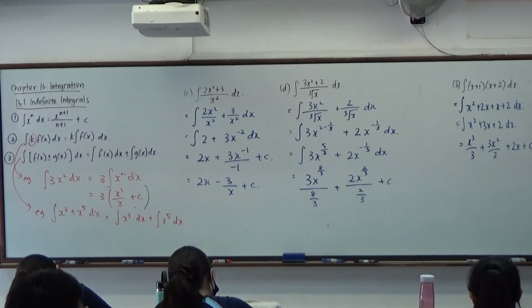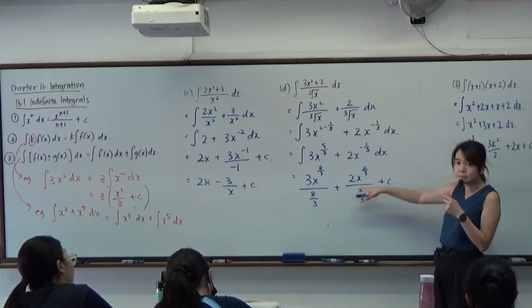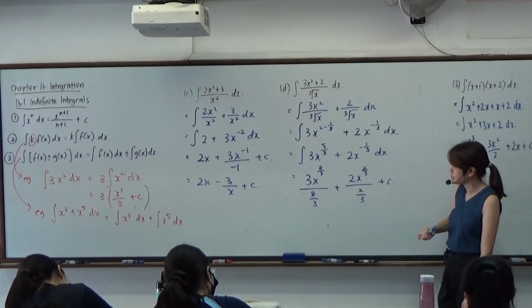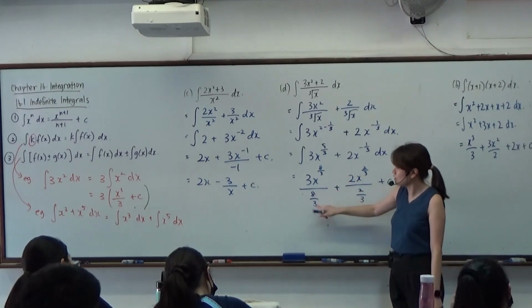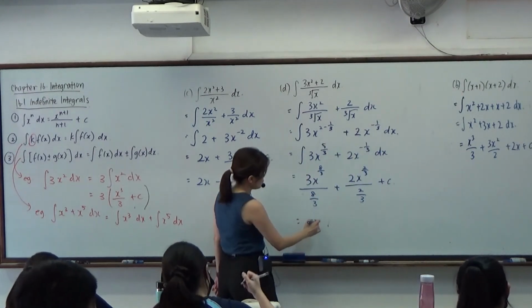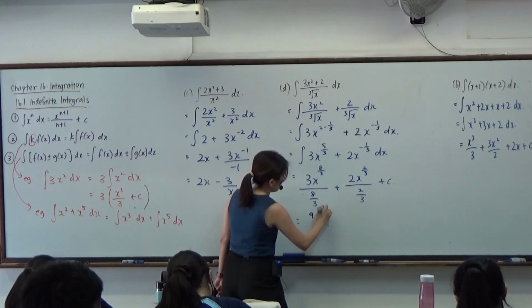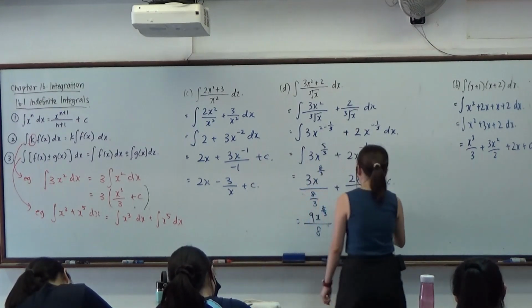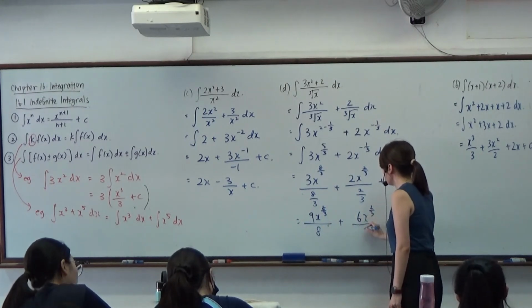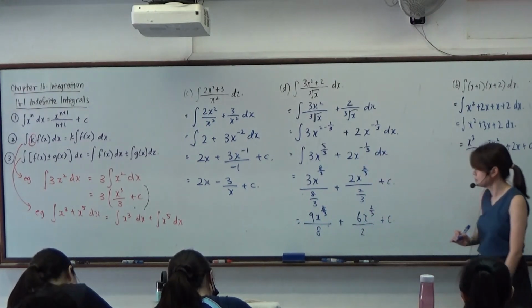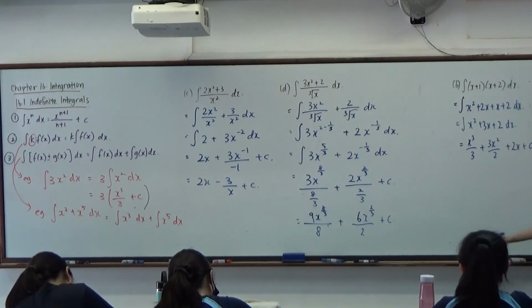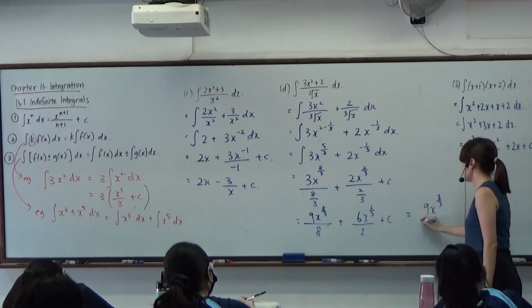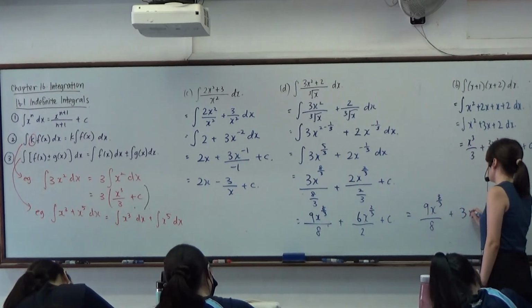Make sure you distinguish the length of the fraction line. The main fraction should have a longer fraction line. And then since you're dividing by 8 over 3, it is the same as multiplying 3 over 8. So we get 9x to the power 8 over 3 over 8 plus 6 x to the power 2 third over 2. 6 over 2 can simplify still. So we have 3x to the power 2 third.